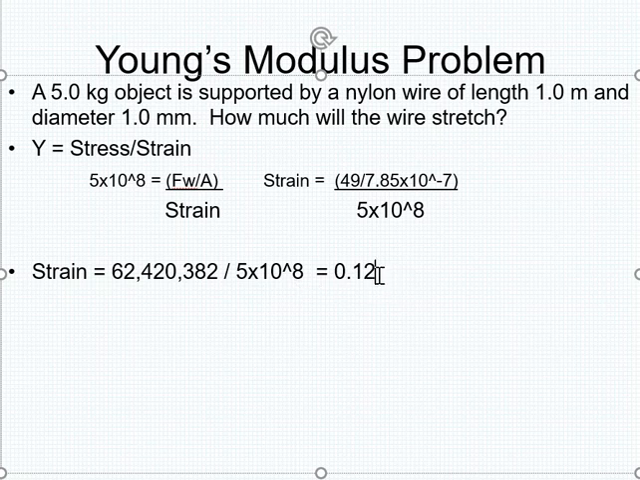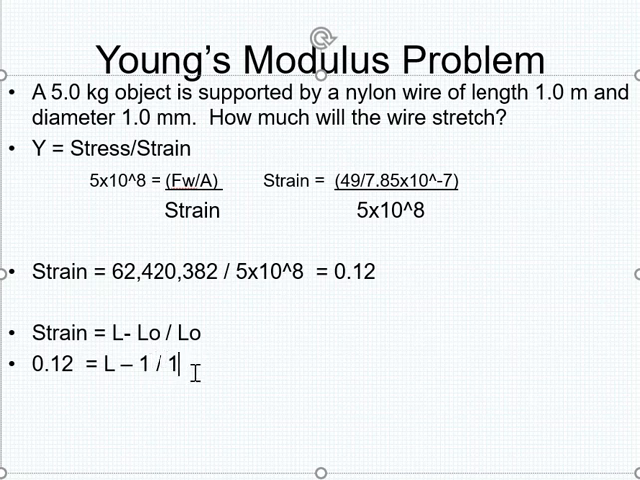Well, how does that help us then? What that tells us is that the strain is 0.12. So I've given us our strain equation. Again, strain equals L minus L naught divided by L naught. If you put 0.12 in for the strain, that gives us L minus, well, the original length here is 1 meter, so that's divided by 1. Well, what that tells us then is that L has to be equal to 1.12 meters. All right.